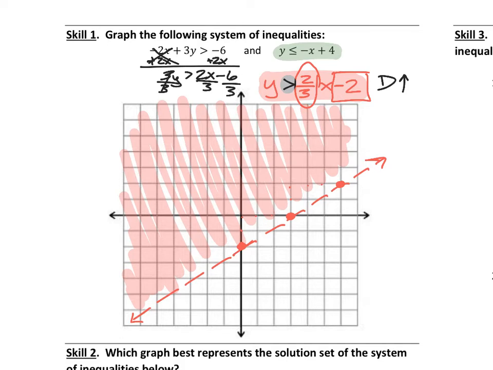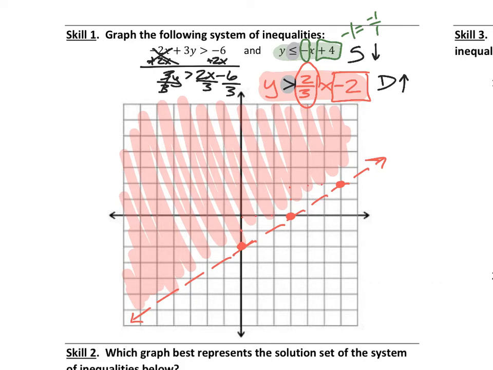It's in slope-intercept form. So what is my slope? Negative 1, or negative 1 over 1. Cool. And then what's my y-intercept? 4. Based on this symbol, dashed or solid? Solid. The line underneath it means it's going to be solid. And based on the fact that it's less than, is that going to be above or below? Below. Okay, cool. Now we have all the info we need to graph this one.